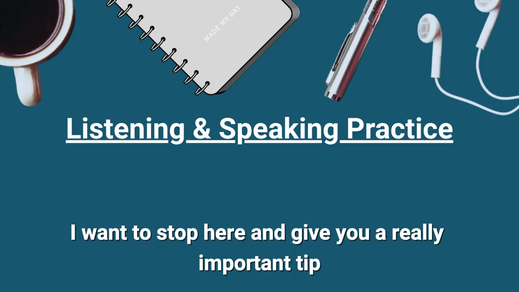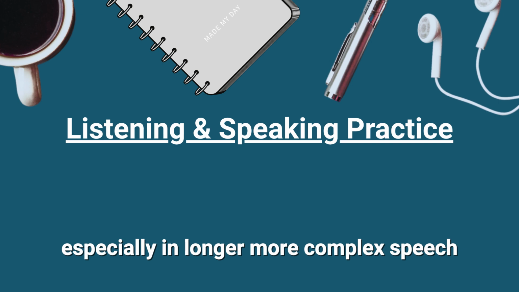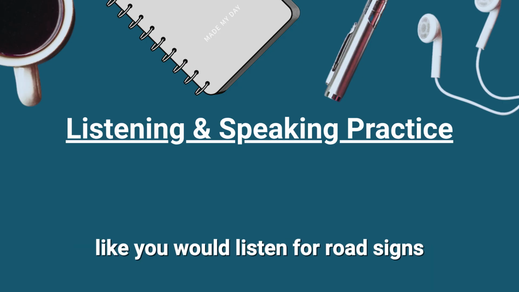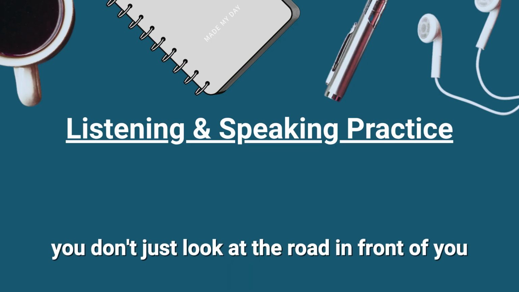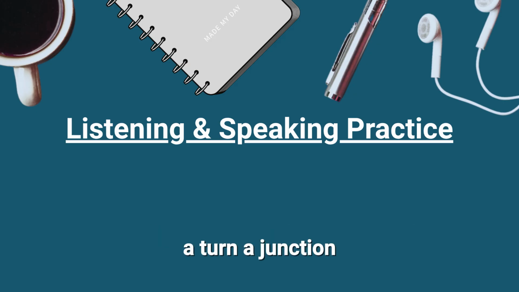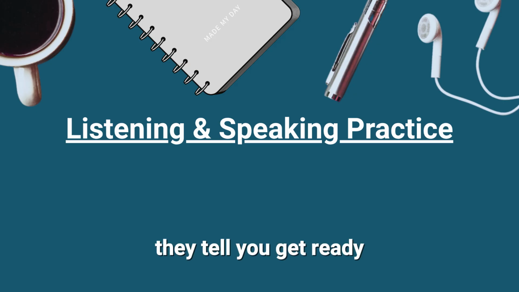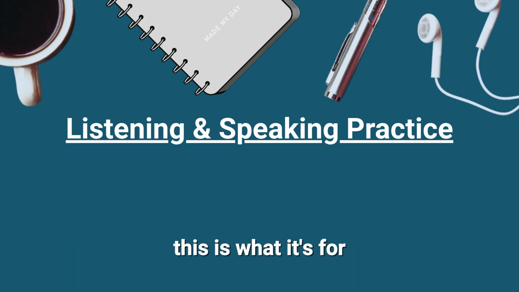I want to stop here and give you a really important tip. When you're listening to someone speak in English, especially in longer, more complex speech, try to listen for these signaling phrases like you would listen for road signs. When you're driving in a new city, you don't just look at the road in front of you. You look for signs that tell you what's coming: a turn, a junction, a speed limit. Signaling phrases are exactly like that. They tell you, "Get ready. A new piece of information is about to arrive. This is what it's for."